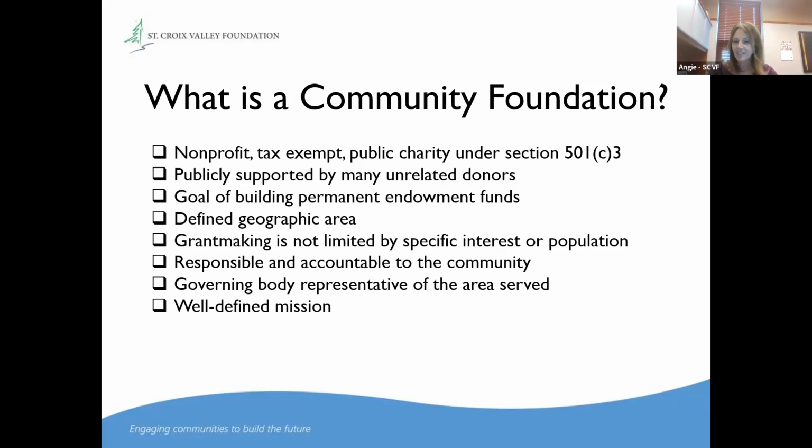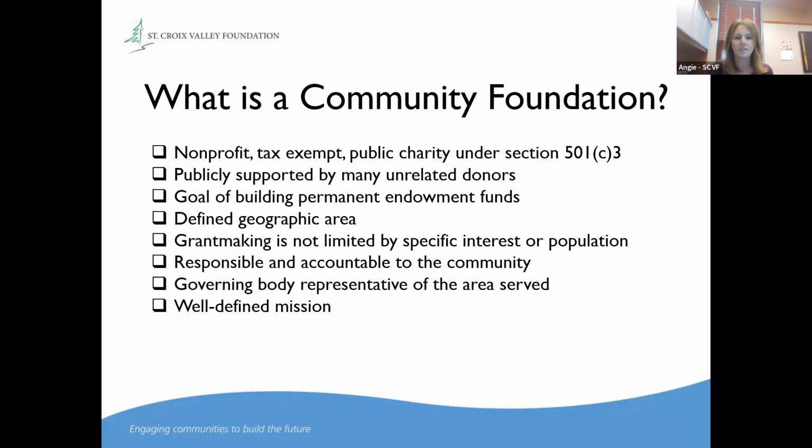So last I checked, and I think this may be a little outdated even, there's 750 community foundations currently operating in the United States, in urban areas and rural areas. They're in every state. Interestingly, we have over 20 in Minnesota and close to 30 in Wisconsin. And worldwide, there are community foundations all over the world. There's close to 1,700 community foundations. And I think we're very, very lucky to have one right here in the St. Croix Valley.